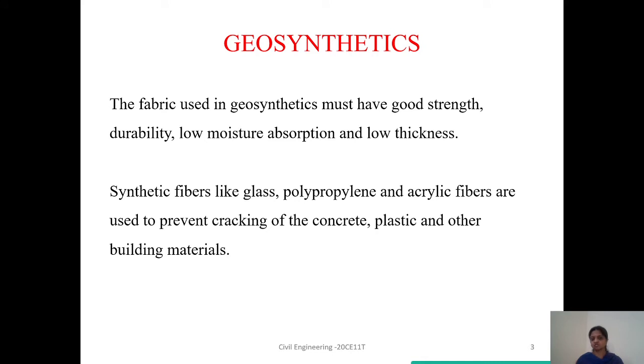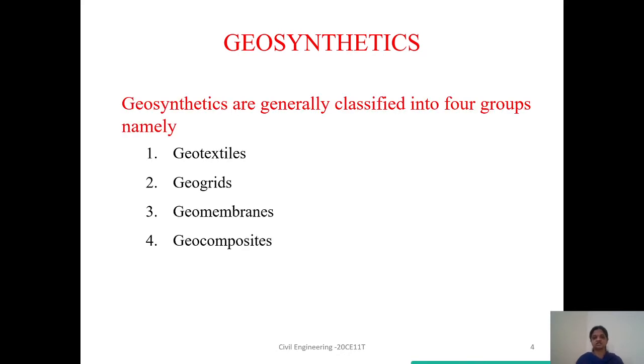The fabric used in geosynthetics must have good strength, durability, low moisture absorption, and low thickness. Synthetic fibers like glass, polypropylene, and acrylic fibers are used to prevent cracking of concrete, plastic, and other building materials. Geosynthetics are generally classified into 4 groups, namely geotextiles, geogrids, geomembranes, and geocomposites.